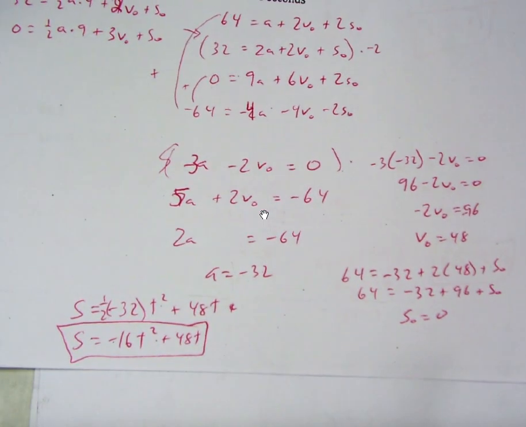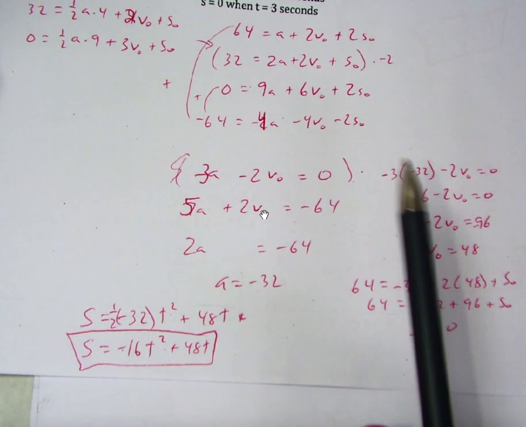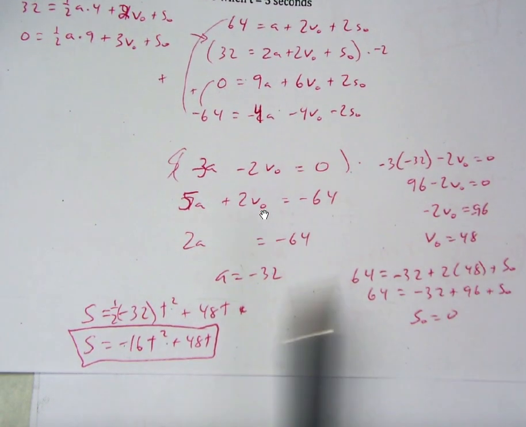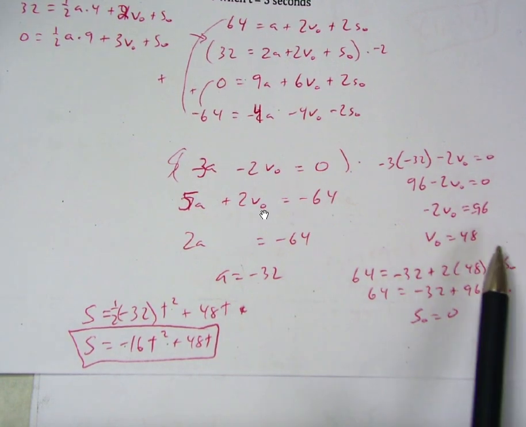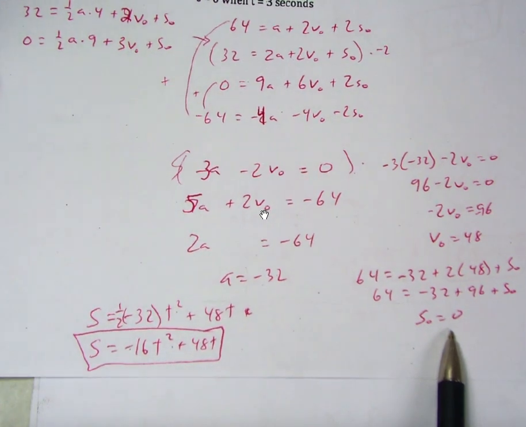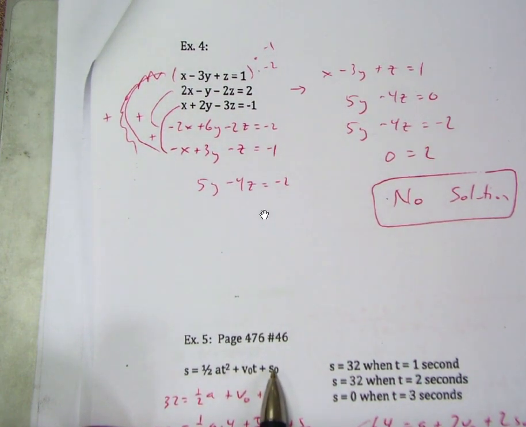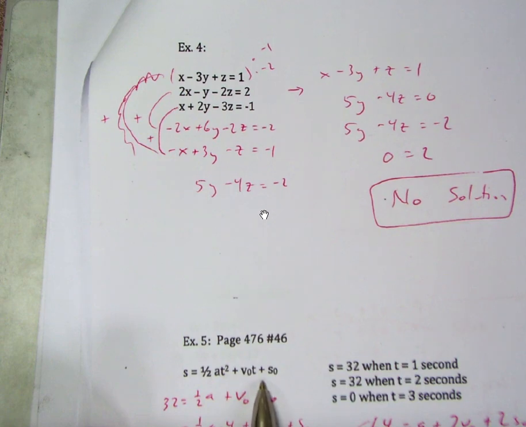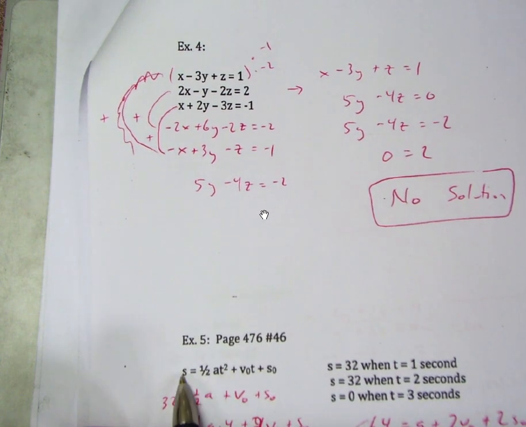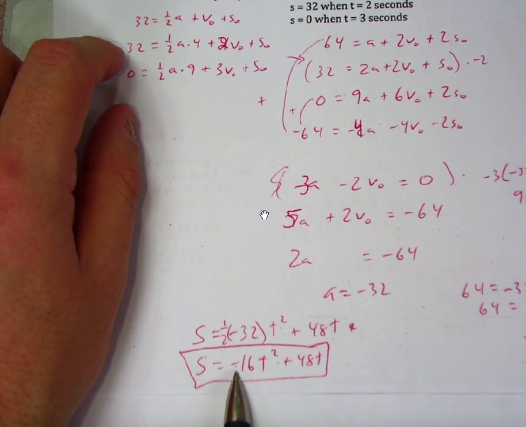I had worked this out previously. The work got really sloppy. This was kind of just for me to see, not really for other people. But once you find A is -32, V naught is 48, S naught is 0, you're going to now plug those back into the position equation to begin with. So you plug those three numbers into your position equation. It's kind of like y equals mx plus b, how you don't replace y and x in the end. Same idea. You're not going to replace s and t. So here's your final answer. And then I just multiplied 1/2 and -32 together to get -16.